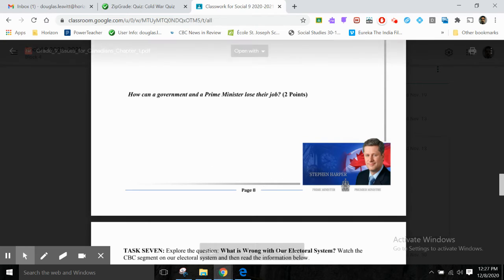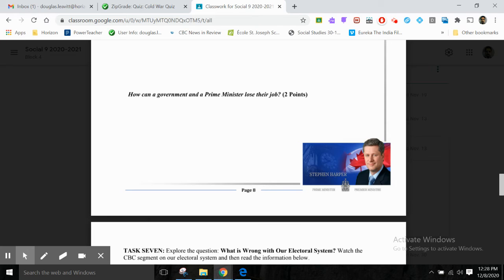Last one, how can a government and a prime minister lose his or her job? Well, for governments, I would look up the term a vote of non-confidence, and read through that whole idea. Okay, and then ultimately, at some point, prime ministers or any leader of a political party can go through what is known as a leadership review, a vote of confidence within the party, etc. So you might want to look up some information that deals with that.